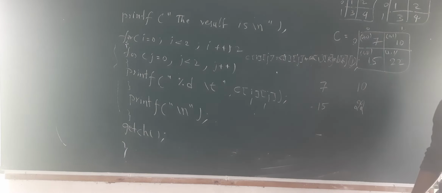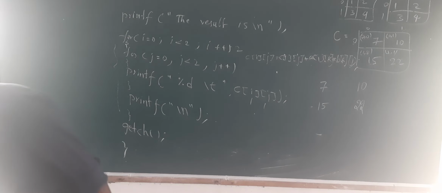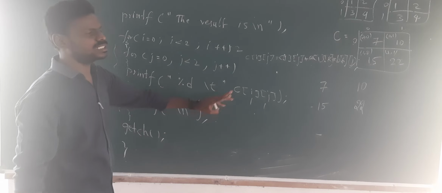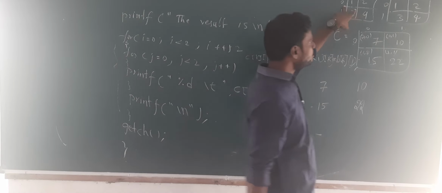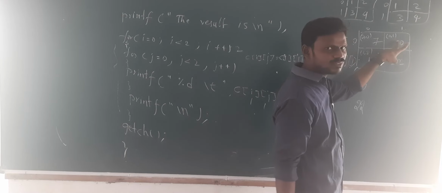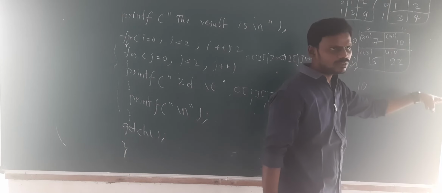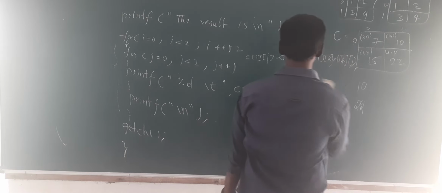The remaining things you can do in the general manner if you know the declaration and how to access the element. And see, for multiplication we have done all these things. Why? Because we will be taking the first row and multiplying with the first column, then taking the second row and multiplying with the second column.